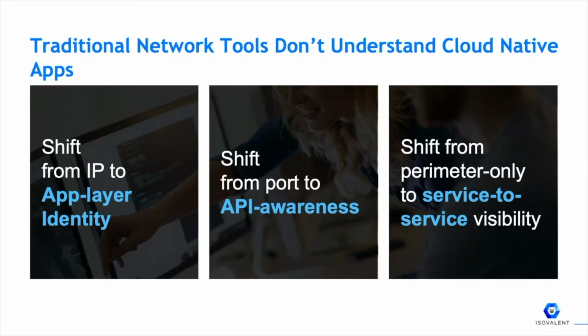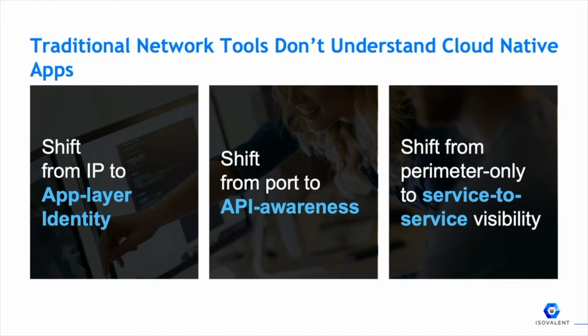Traditional packet-based network visibility has three primary flaws in modern cloud-native environments. Firstly, they use IP addresses as the primary notion of identity, but IP addresses are increasingly meaningless in highly ephemeral, containerized environments. What matters instead is the identity of the team who deployed the workload and the identity of the code running inside the workload.